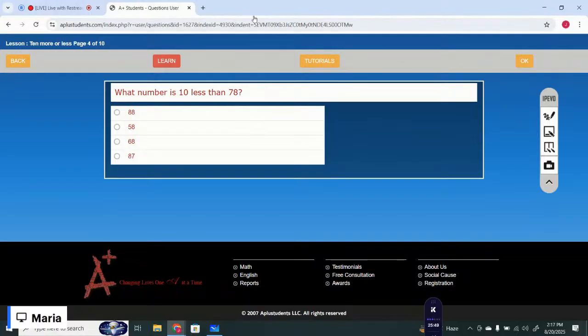So 10 less than 78 is 68. Option number 3 is the correct option.